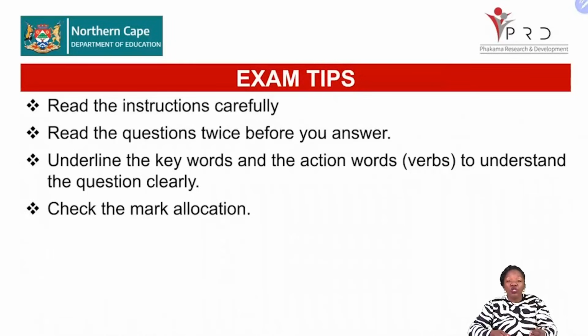Then you need to check your mark allocation. Sometimes you will lose marks because you did not check the mark allocation. When the question is saying 2 times 2, it means you need to give 2 responses that will give you 4 marks. If the question is saying 3 times 2 in the mark allocation, that's where you're supposed to give 3 responses for you to get 6 marks. So if you don't pay attention to the mark allocation, you will end up writing 1 answer whereas you are supposed to write 2 or you are supposed to write 3.